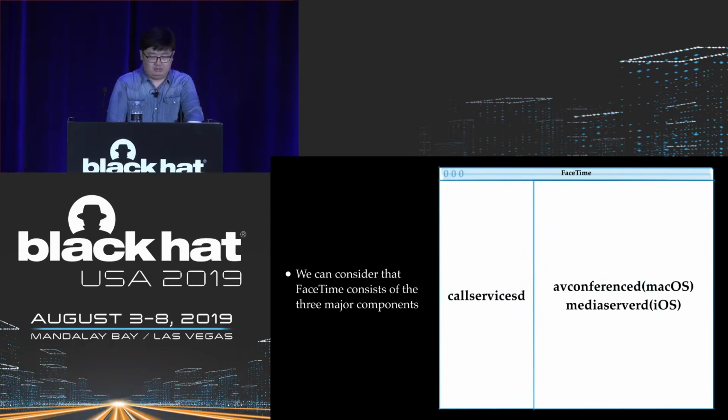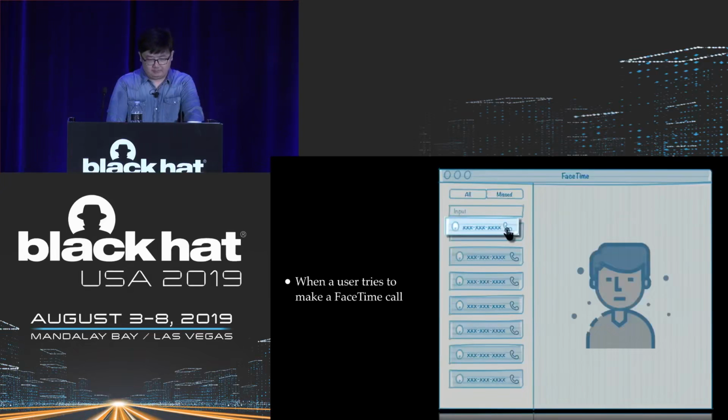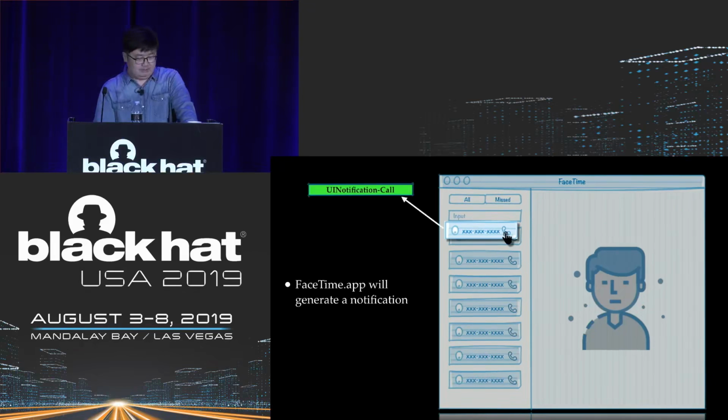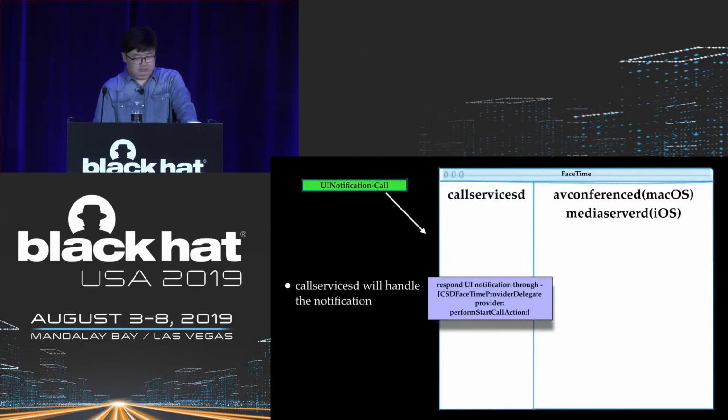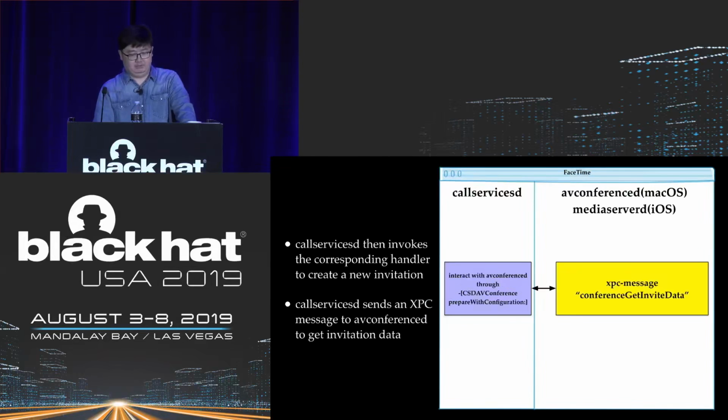So we can consider that FaceTime consists of three major components. When a user tries to make a FaceTime call, the user needs to click the button on the left side. Then the FaceTime app will generate a notification, which we can call a notification call. The notification will be handled by callservicesd, which will call the function performStartCallAction, and then invoke the corresponding handler to create a new invitation.